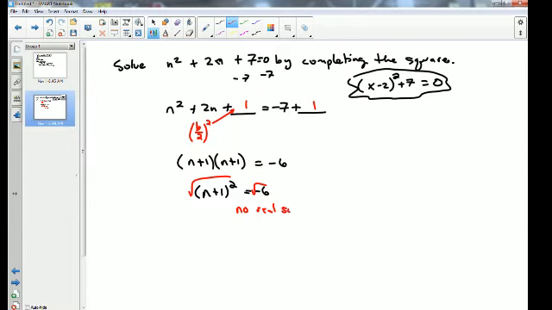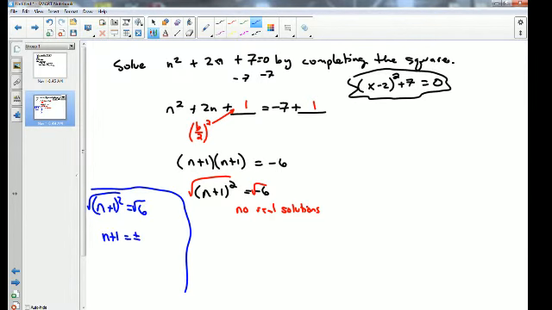If this were +6, you would finish solving the equation. Here's the sidebar, since you're asking. If I had this, I square root, and I end up with n plus 1 equals positive or negative root 6. So n equals -1 plus or minus root 6. Those are your zeros or roots, whatever you want to call them. If this were true.